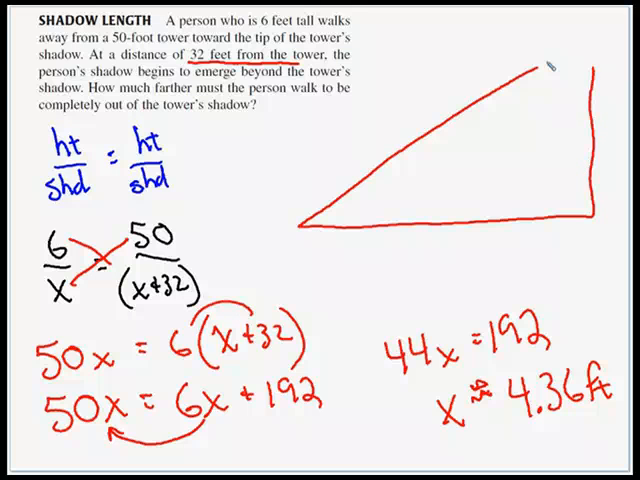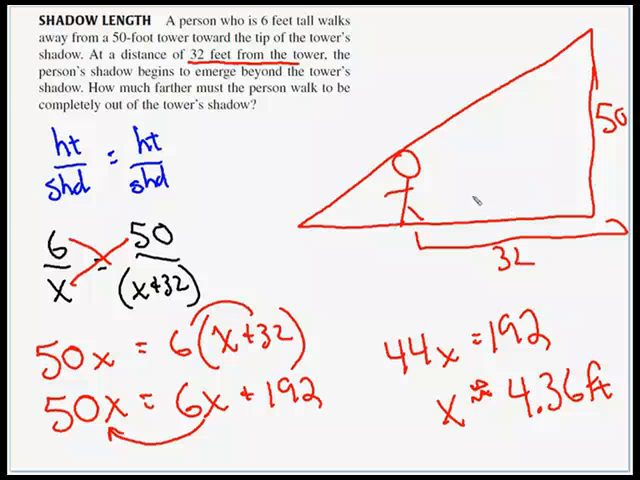And I shouldn't have erased my original picture. Remember, we had this height was 50. We had our 6-foot tall person out here, and he had walked 32 feet from the base of the tower, causing the shadow. The question was, how much farther would he have to walk to get out of the shadow entirely? So that would just be another 4.36 feet.